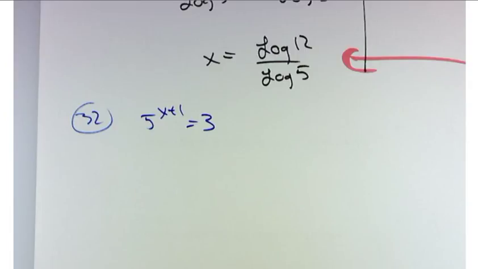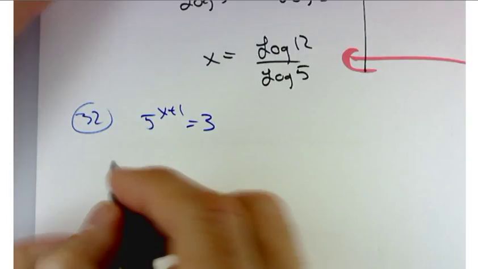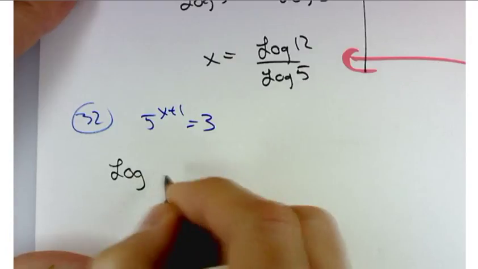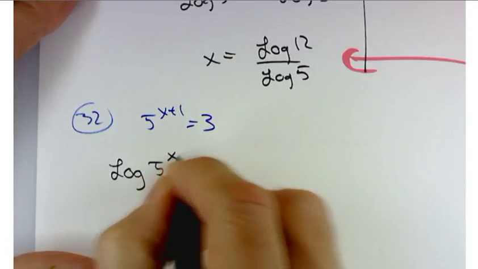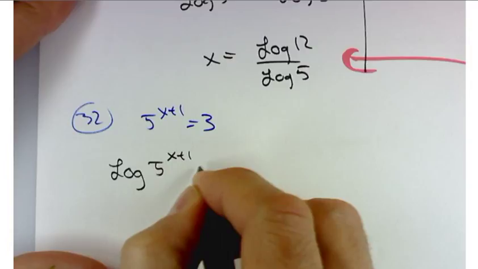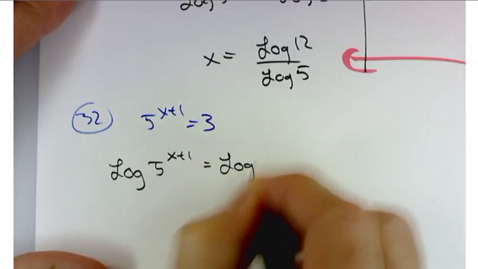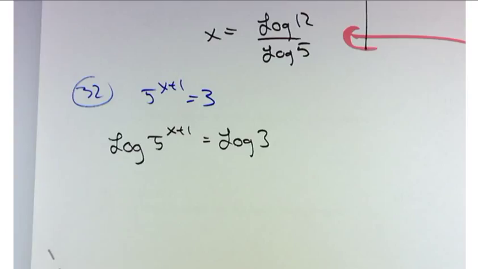Suggestions, how would we solve it? Well, let's just take the log on both sides. Log of 5 to the x plus 1 equals a log of 3. All right. What can I do from here? Kennedy, suggestions?